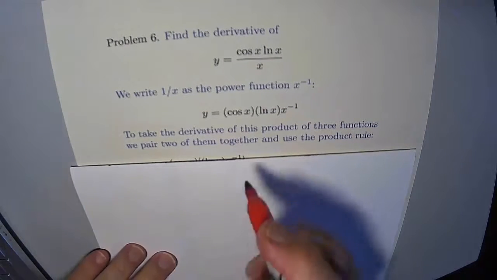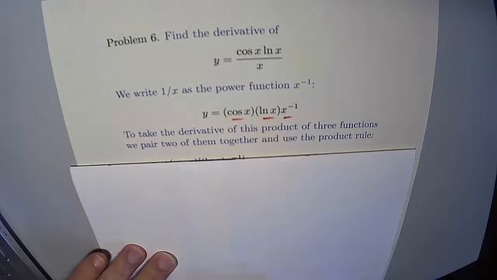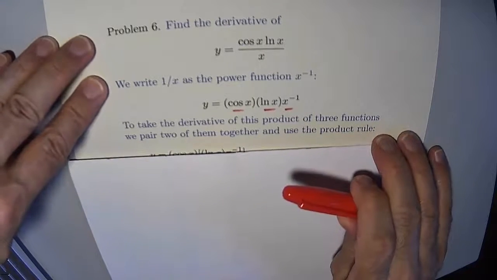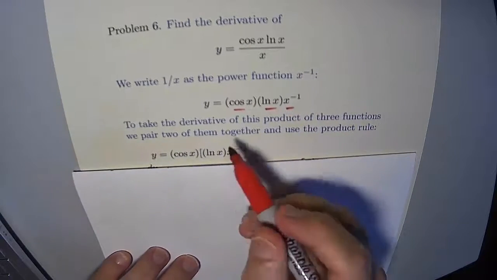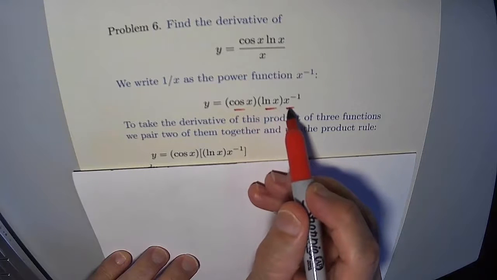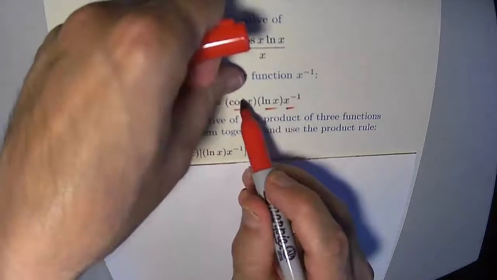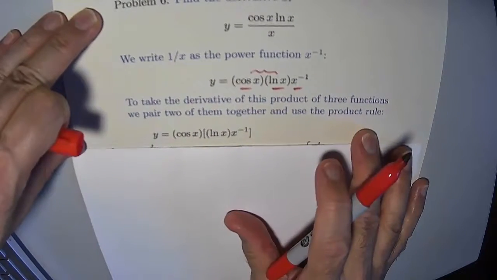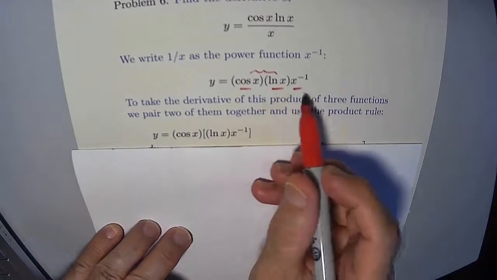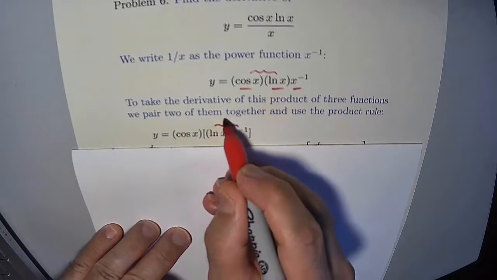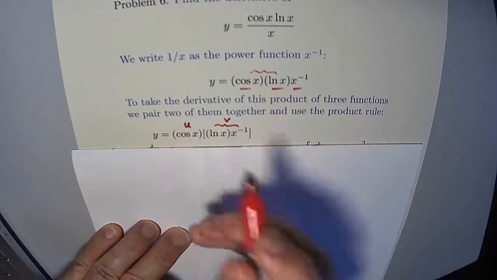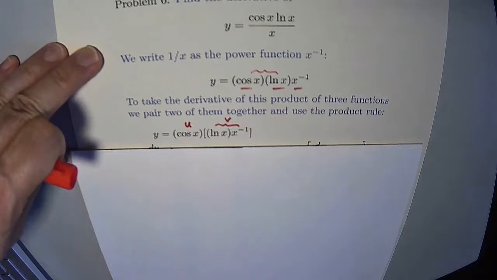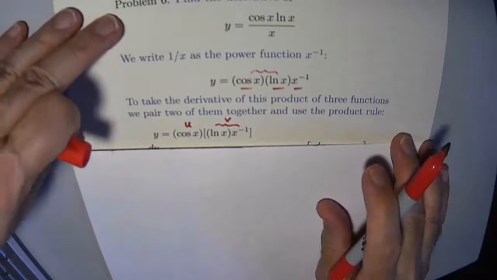We have 3 functions, and we can take the derivative using the product rule by pairing functions 2 at a time. For example, I could pair these 2, and then I have 1 pair times the third, or I can do what I've done here, pair the second 2, call that v, call the first one u, and use the product rule on these 2, mainly because I've done this derivative in the previous problem.